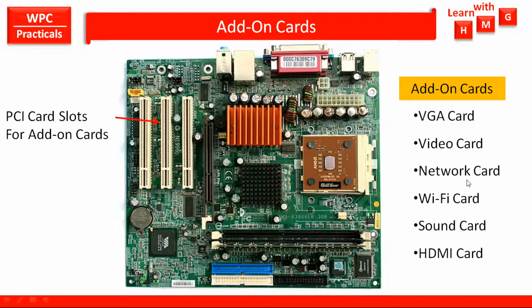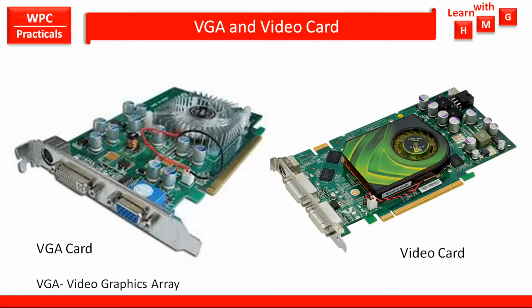Some network cards are available inbuilt on this motherboard, but some cards can be connected externally. Wi-Fi card, that is if you want to connect to a Wi-Fi network. Then sound card, if your PC work is based on some sound recording or some advanced sound programs or software, you will require a sound card. HDMI card, again for connecting HDMI devices or cables to the PC. So like this add-on cards can be connected. So this is the area where these add-on cards are connected. These are called PCI card slots.